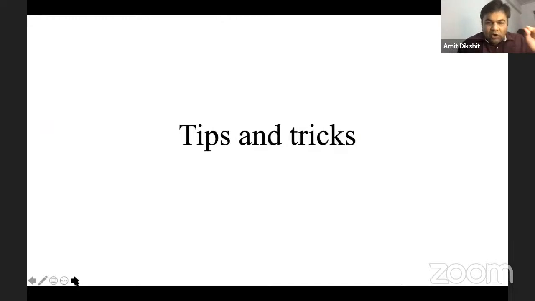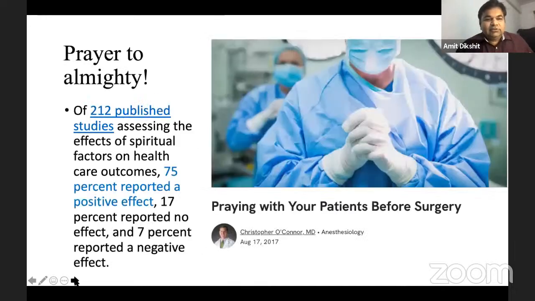So one small tip and trick, because everyone is asking why you are getting a higher success rate and why not we. Prayer to Almighty is my one word. And I looked at the literature evidence for this. It has been found that 212 published studies are there, and they found that 75% were reported to have a positive effect. So if you are praying with your patient before surgery, it improves your concentration and improves success rate, which is very much necessary for a regional anesthetist.